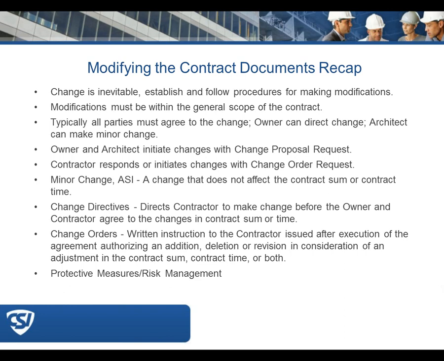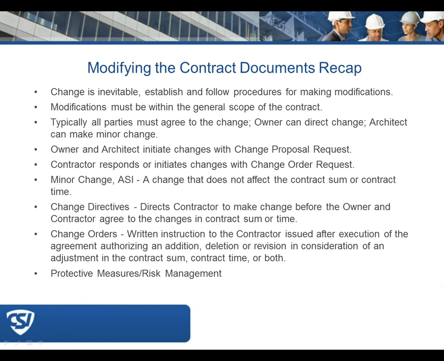We need to establish and follow the procedures for making modifications in our contract documents. In general, modifications must be within the scope of the contract. Typically, all parties must agree to the change. There are instances where the owner can direct a change that does not necessarily require that the contractor sign off and agree on a change order. And the architect can make minor changes that do not affect contract cost or time. And that's done typically within architect supplemental instructions.